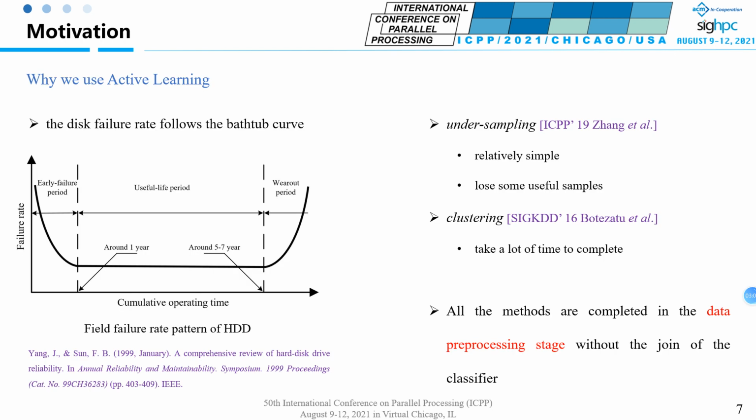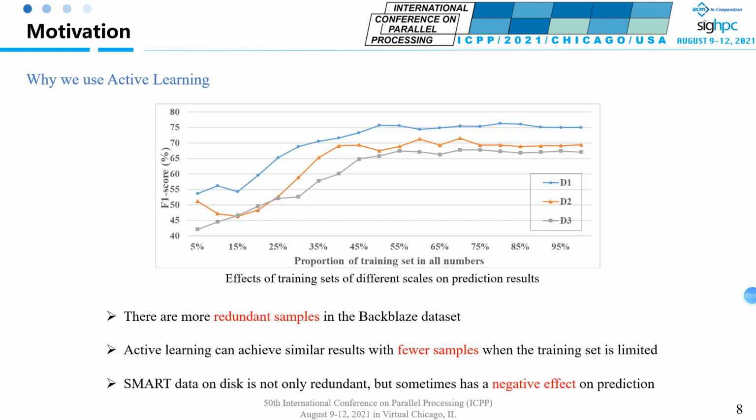We talk about active learning, so why do we use active learning? Typically, the disk failure rate follows the bathtub curve. In the entire life cycle of the disk, the steady state will dominate, and the samples collected at this stage are very similar, so there is a lot of redundancy. In order to investigate whether there are more redundant samples in the Backblaze dataset, and whether active learning can obtain similar results with fewer samples in the case of a limited training set, we conduct the following experiment.